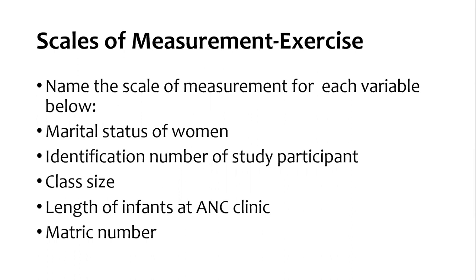The identification number of a study participant, the ID number, what is it? That ID number that could be 001, 002, 003, your matric number if you're a student, your staff number if you're a staff. So what level of measurement is that? Is it nominal? Is it ordinal? Is it interval? Is it ratio?